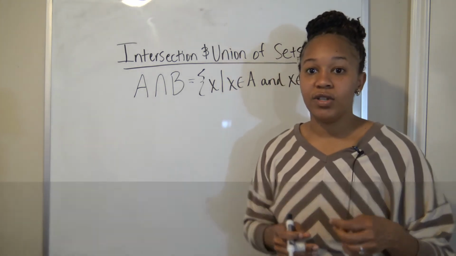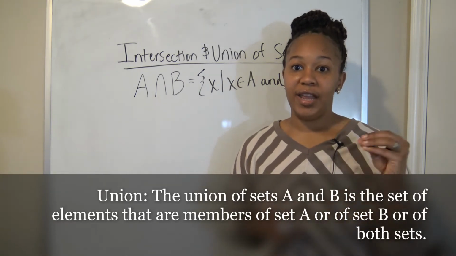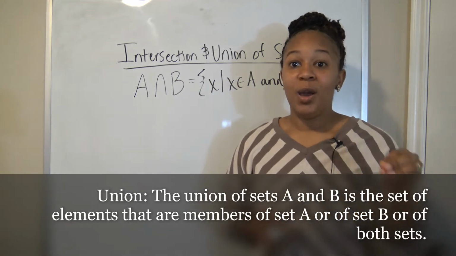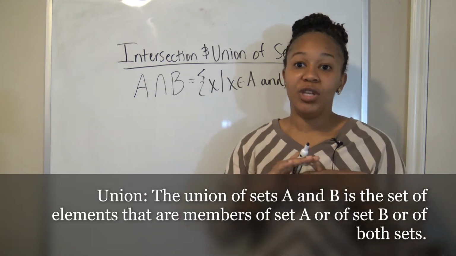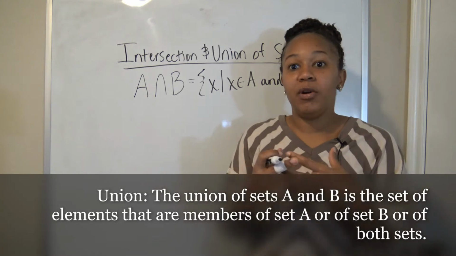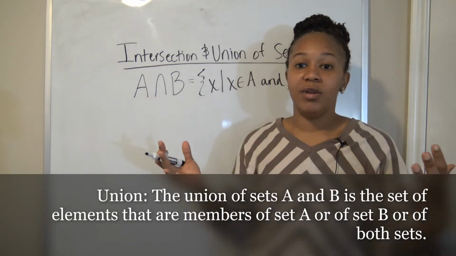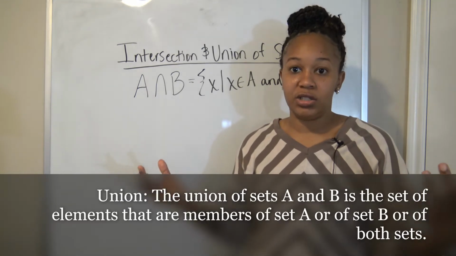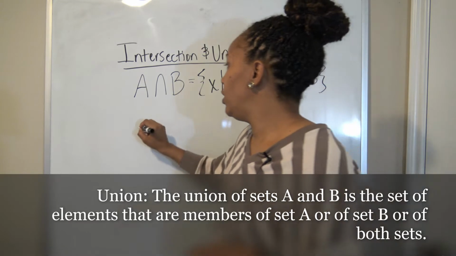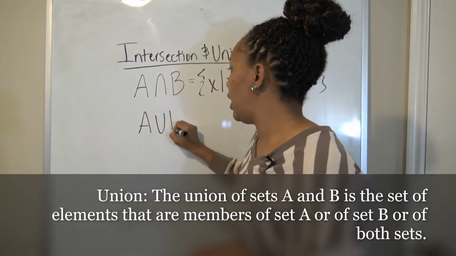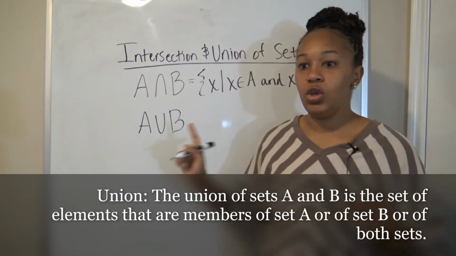So the union of two sets, A and B, is the set of all elements that are in A, in B, or in both A and B. When you think of union, you think of people coming together, forming something. So you think of taking all the elements that exist in the sets that you're talking about and combining them together into one set. And so for A union B, we use the notation A ∪ B. It looks like a capital U that represents A union B.